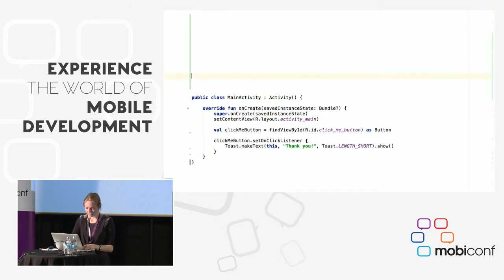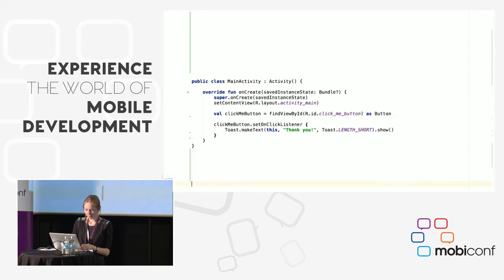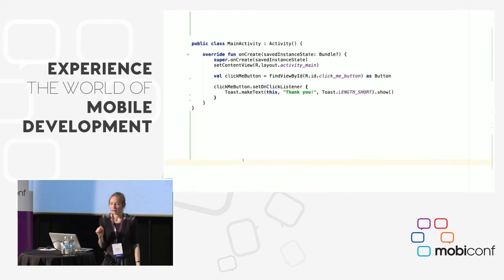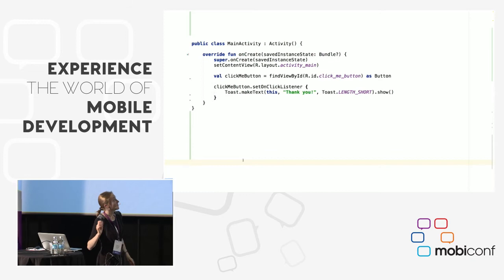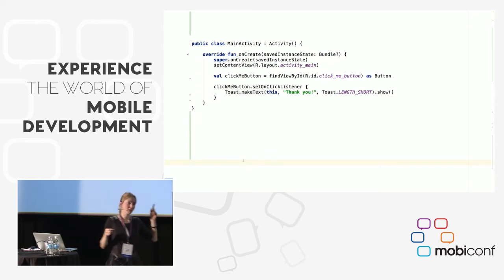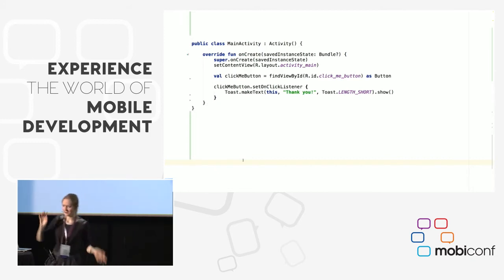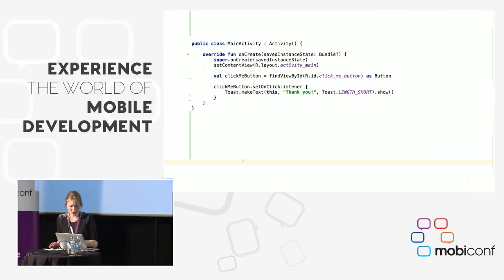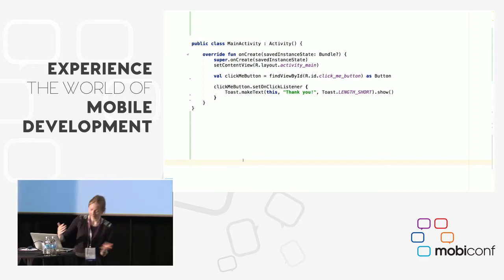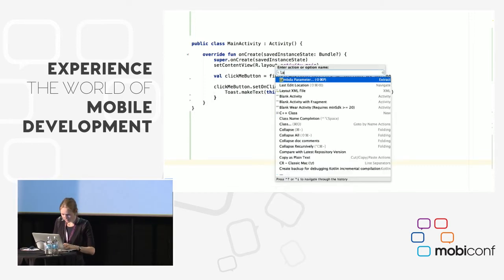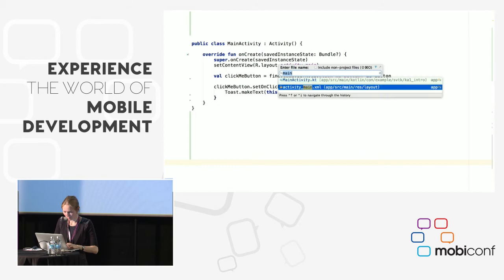So you have a very simple activity, and what difference you can see in this simple example already is working with lambdas. Who has heard about lambdas generally in programming languages? Okay, so I shouldn't explain it. That's great. I'll just show you their syntax in Kotlin to understand what is going on.